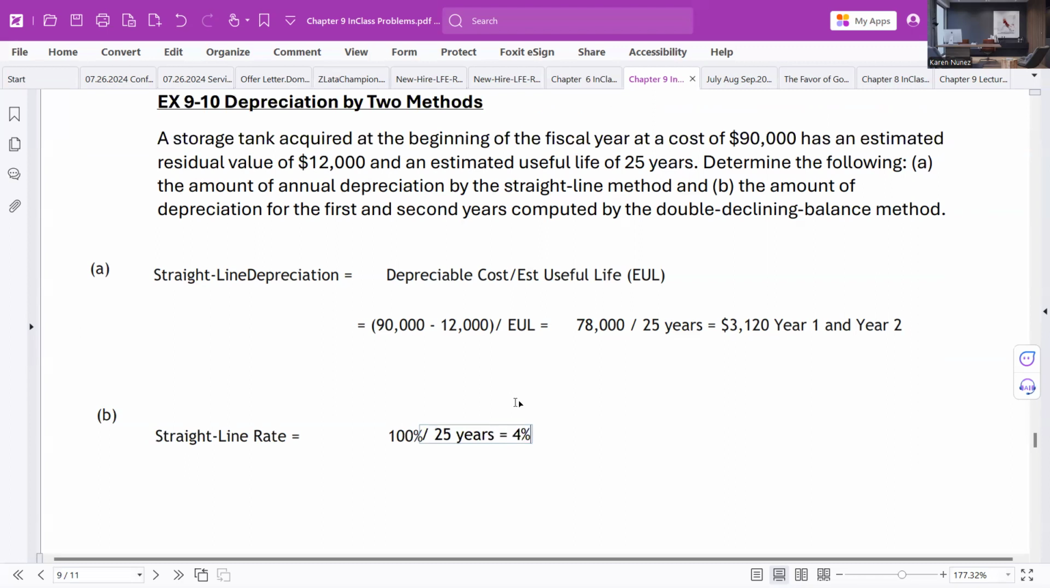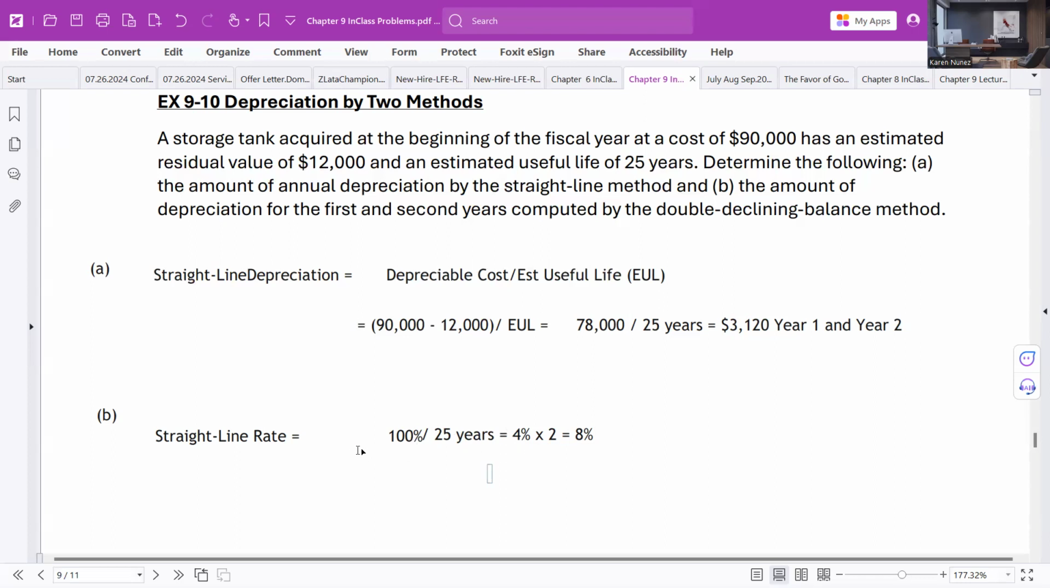And we want to double this, so we're going to multiply times 2, and it's going to equal a double declining balance rate of 8%. So the cost of the asset is not used to get the straight line rate. We want that 100% divided by 25 years. It gives us a 4% straight line rate. And we want to multiply times 2 to get the DDB rate, right? To get the DDB rate.